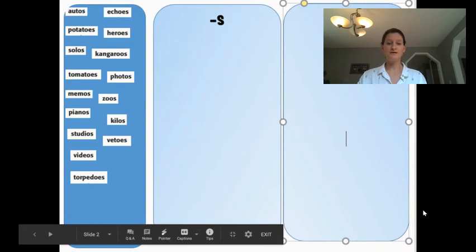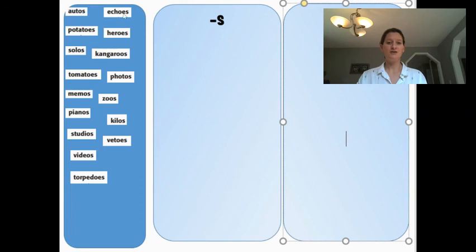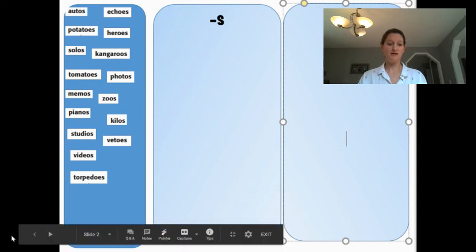So the first word sort is you are just going to take the words from this side and you are going to decide whether they just have an S ending or an ES ending for the plural. So autos, I would click on and drag it over to which ending or which suffix I think it has, which plural I think it has. Okay, there are 3 throughout the week.